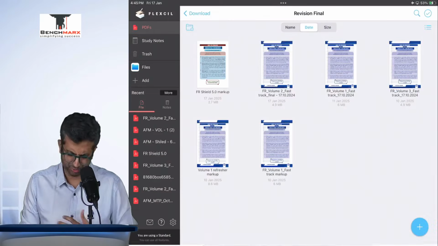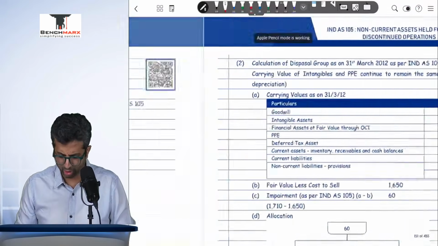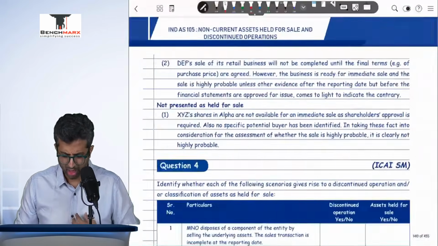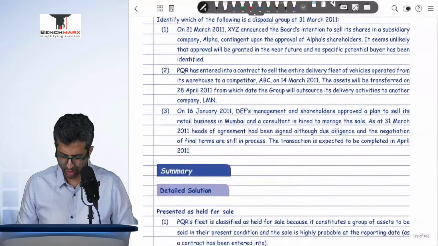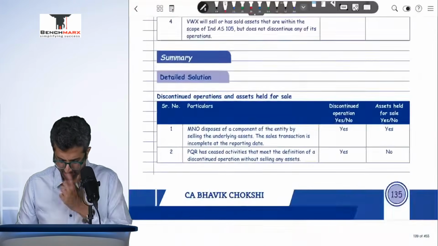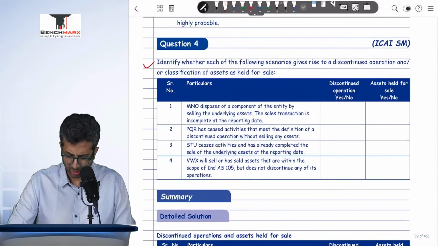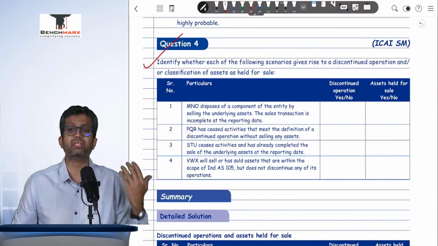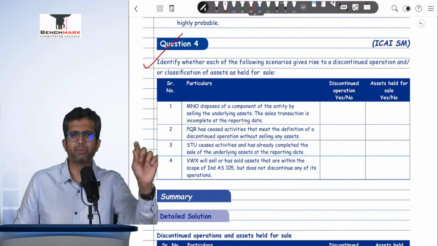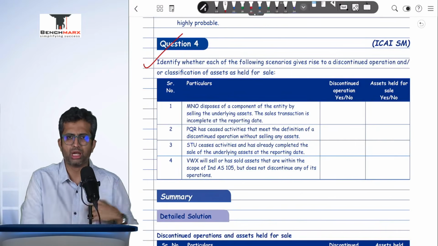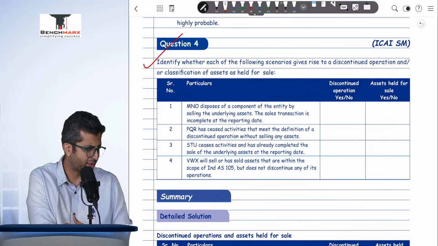So over here there are a few questions. We'll try to review the questions on this chapter. If we go to question number, for example, 4. Now in question number 4, it is not a very difficult question, but people are usually confused between disposal group and discontinued operation. This will give you a better clarity.